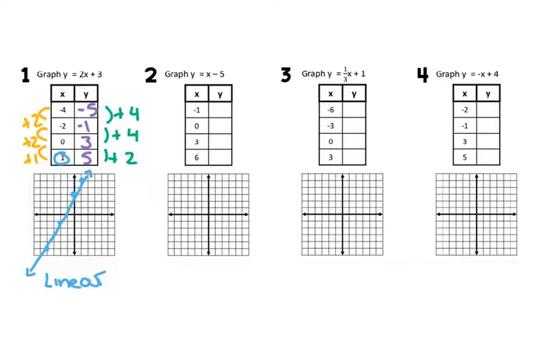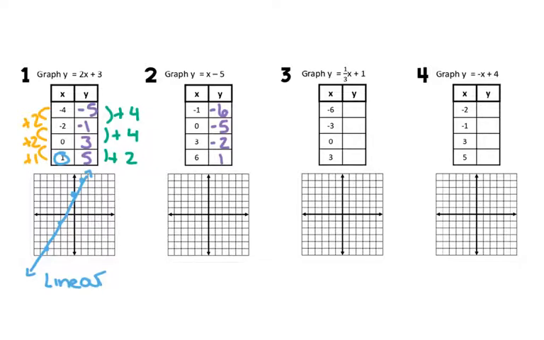All right, negative 1 minus 5 is negative 6. 0 minus 5 is negative 5. 3 minus 5 is negative 2. And 6 minus 5 is 1. Okay, again, so it doesn't appear that we have a constant rate of change.